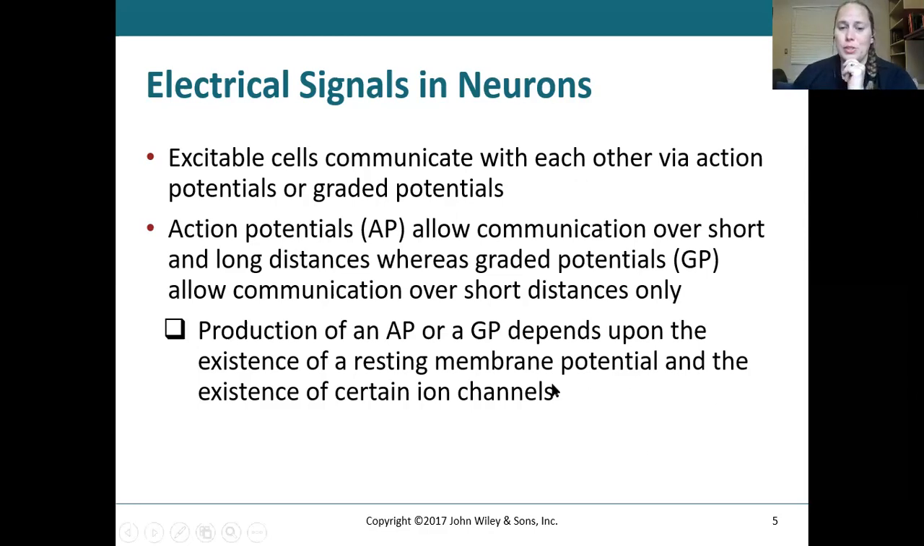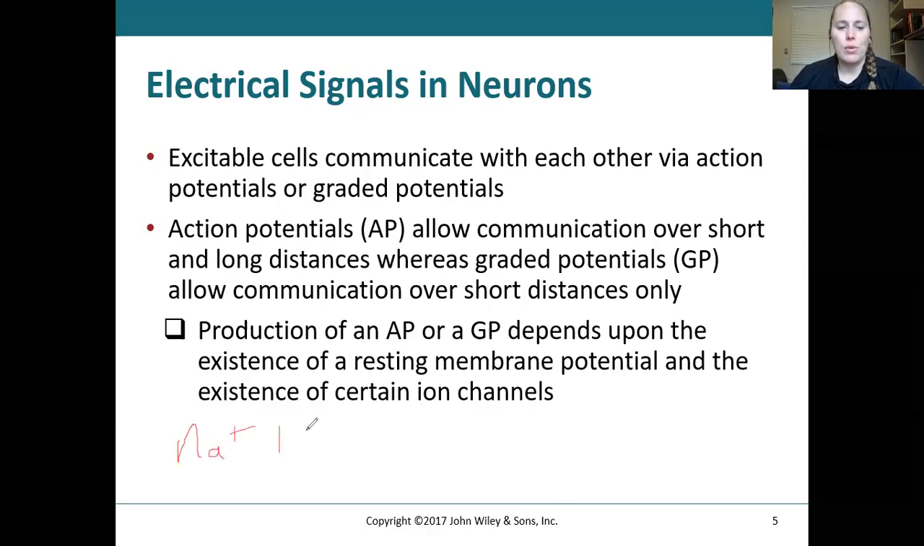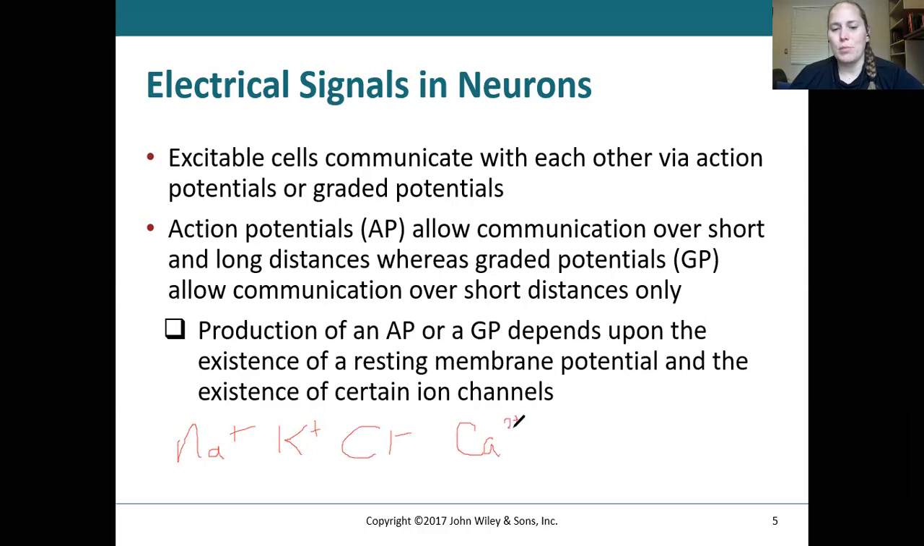The production of an AP or GP depends on the existing resting membrane potential and the existence of certain ion channels. If you remember last time, and I'm going to keep saying this because I think it's useful to recognize there are certain channels and certain ions that are important to know: sodium, potassium, chloride, and I'll also put calcium here, but calcium's a little different in terms of its effects.